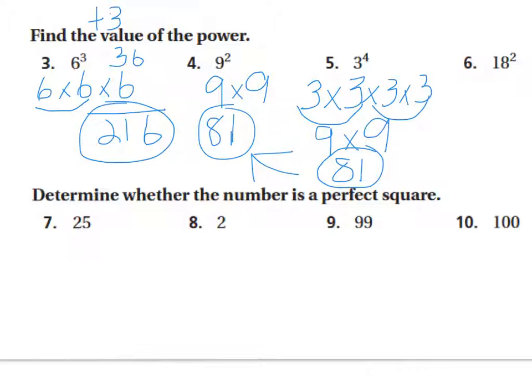On number 6, 18 squared. 18 is my base. It is the factor that is repeated 2 times. 18 times 18. I do not have that fact memorized in my head, so I will need to do that multiplication. 18 times 18. 8 times 8 is 64. 8 times 1 is 8, plus 6 more is 14.